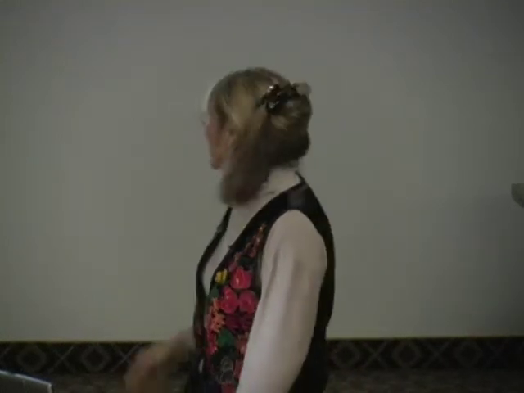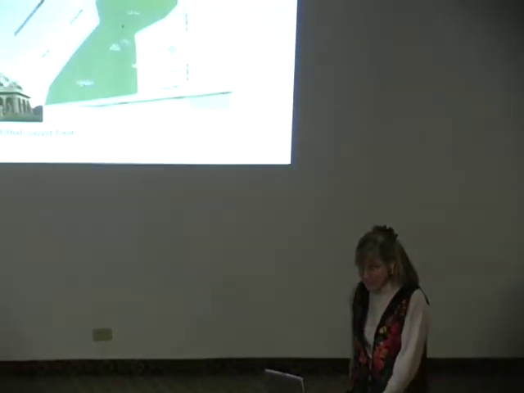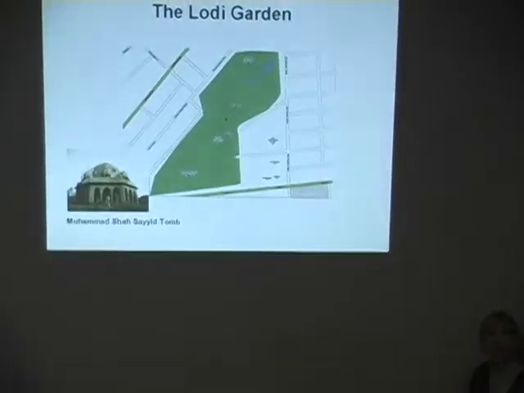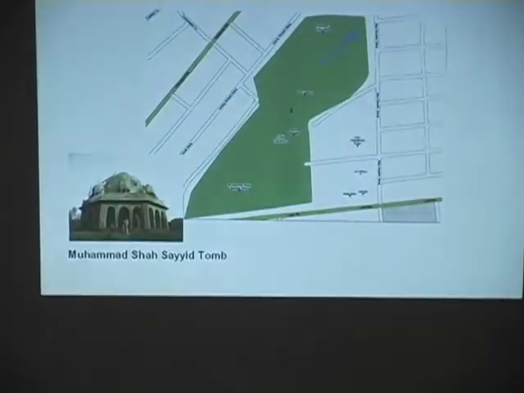Timur, who was known as Tamerlane, who was a descendant of Genghis Khan, he nominated the first Sayyid of the Sayyid dynasty, and this is Muhammad Sayyid, whose tomb you see here in the Lodi Garden. He was the third ruler of the Sayyid dynasty, and that's 1434 to 44.